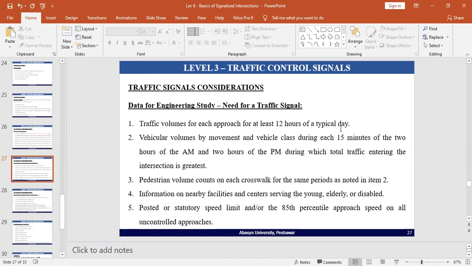For each approach. If it is a four-legged intersection, in that case how many approaches do you have? North, south, east, west.